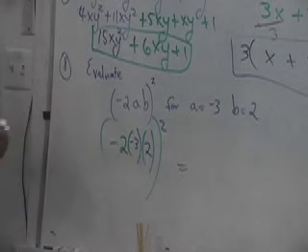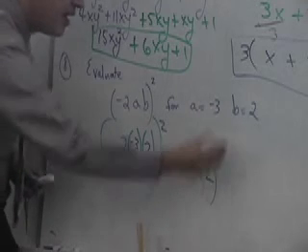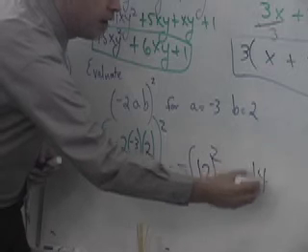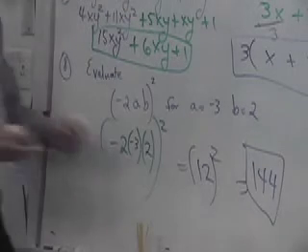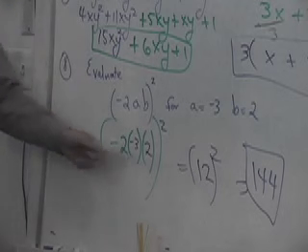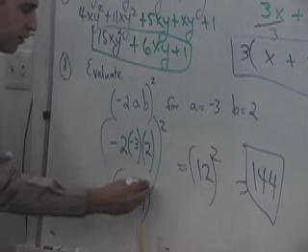Parentheses. -2 times -3 is 6. Times 2 is 12. We're left with 12 squared. Now we do exponents, and what do we get? 144. Yeah. Did anybody not get that? Because you need to study this if you didn't get it.